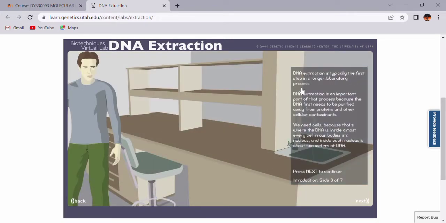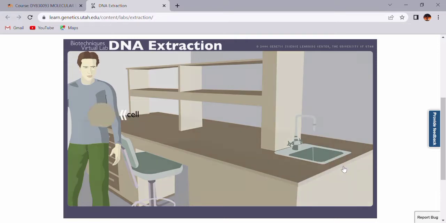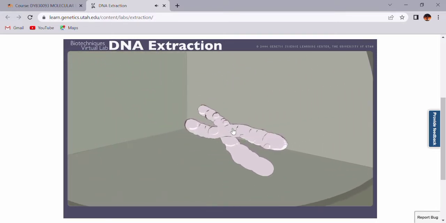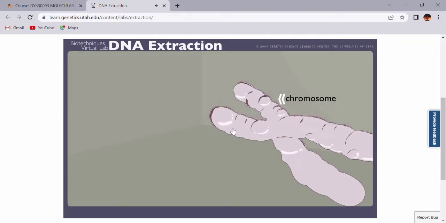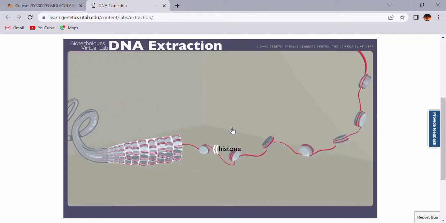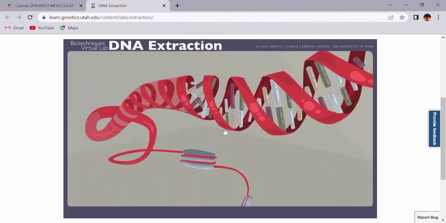DNA extraction is typically the first step in a longer laboratory process. It is an important part of that process because the DNA first needs to be purified away from protein and other cellular contaminants.